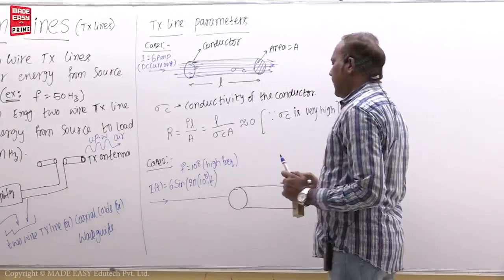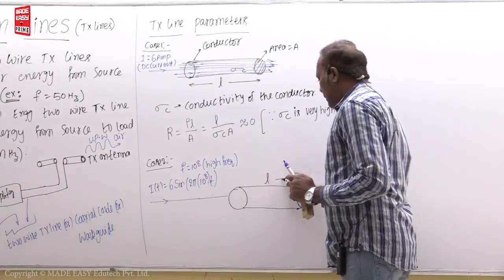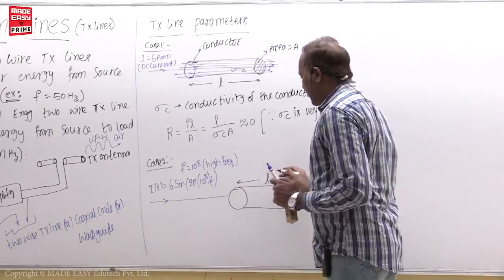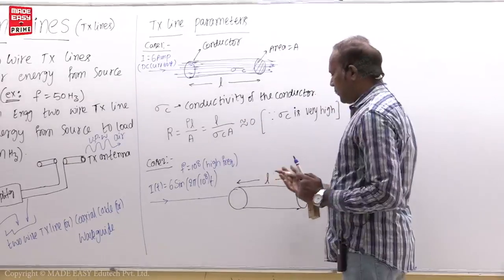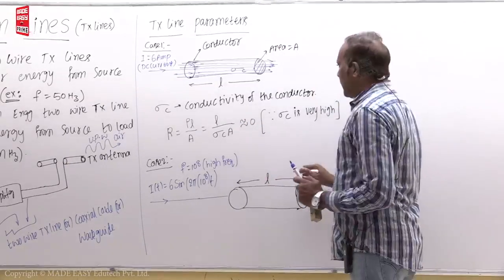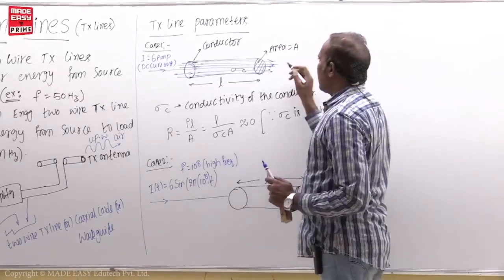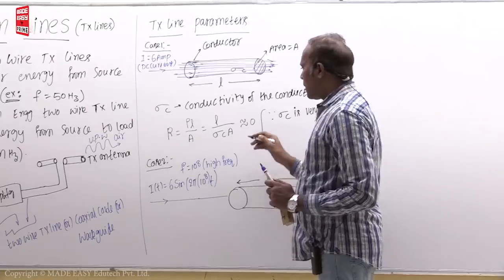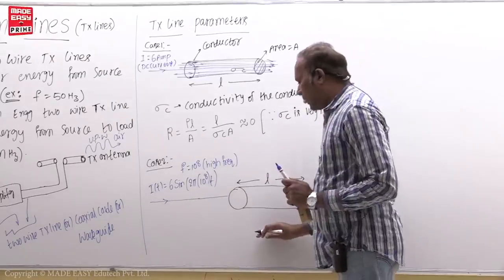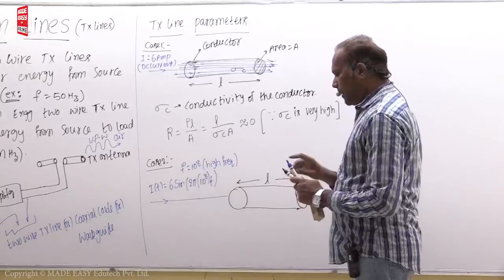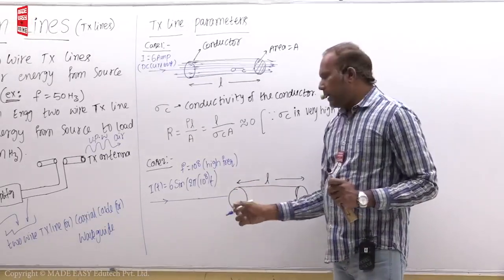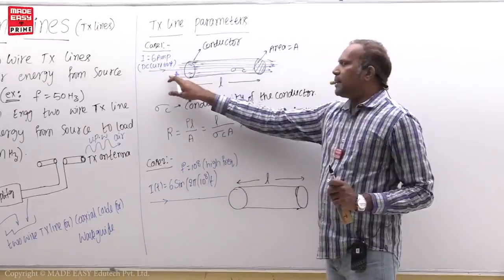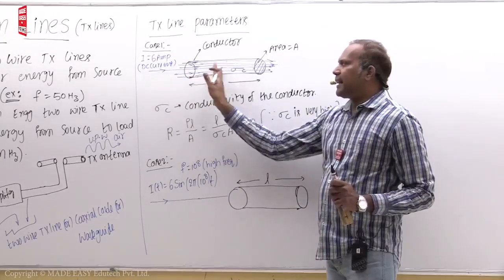Okay, it is observed that this conductor has length L, conductivity sigma C, and area A, otherwise also called the physical area. I will write it here.